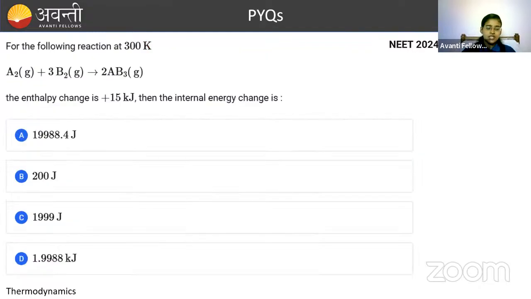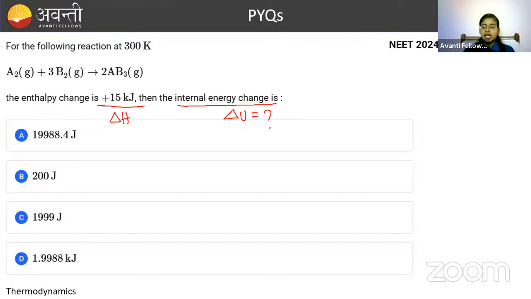Here is the next question. For the following reaction at 300 Kelvin, the enthalpy change is 15 kilojoule, then find the internal energy change. Enthalpy change means this is delta H. Internal energy change means we have to find out delta U.